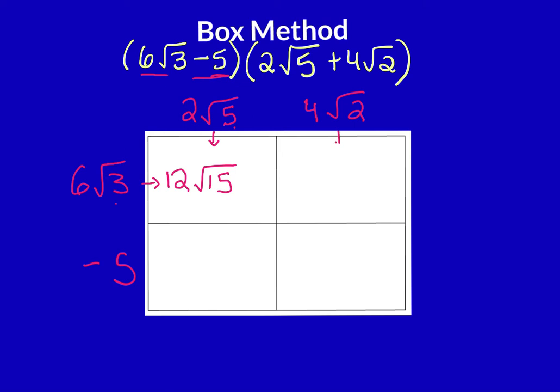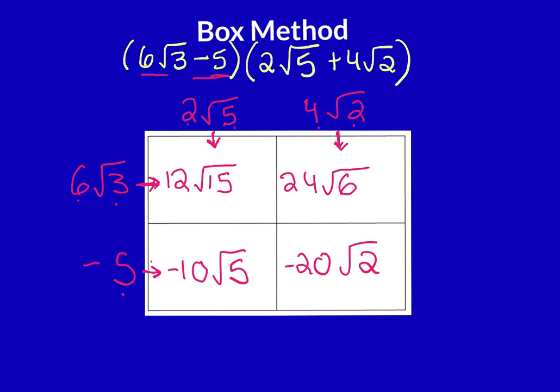All right, so this box, 4 square root of 2 times 6 square root of 3. All right, 6 times 4 is 24. Square root of 3 times 2 is the square root of 6. All right, this box here, so 2 square root of 5 times negative 5. So negative 5 times 2, that's negative 10, but there's still a square root of 5. And this last box, 4 square root of 2 times negative 5.